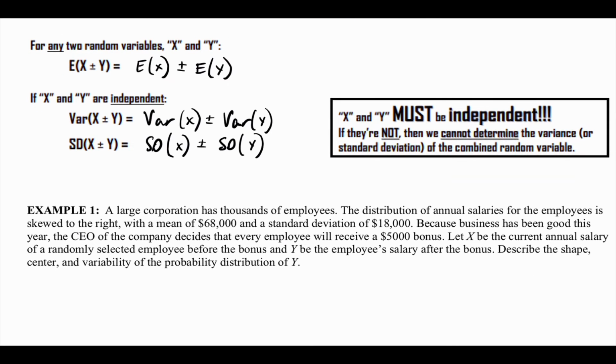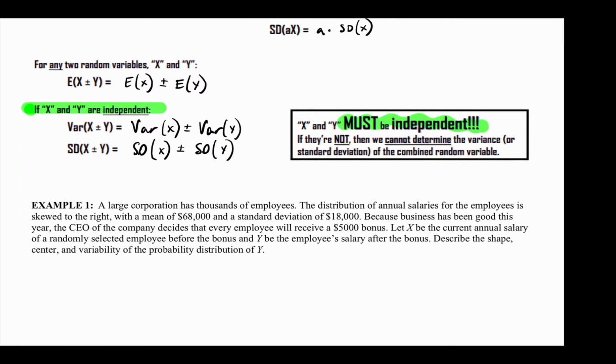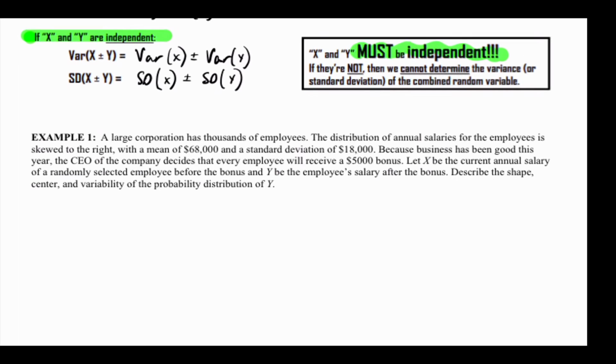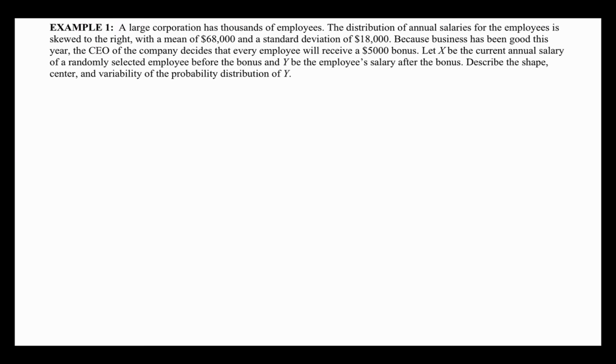That's why it's capitalized. If those tables are independent of each other. If they're not, we cannot determine the variance or standard deviation. Okay, so make sure you can use those if you know they're independent of each other. Okay. All right, so let's do example number 1.